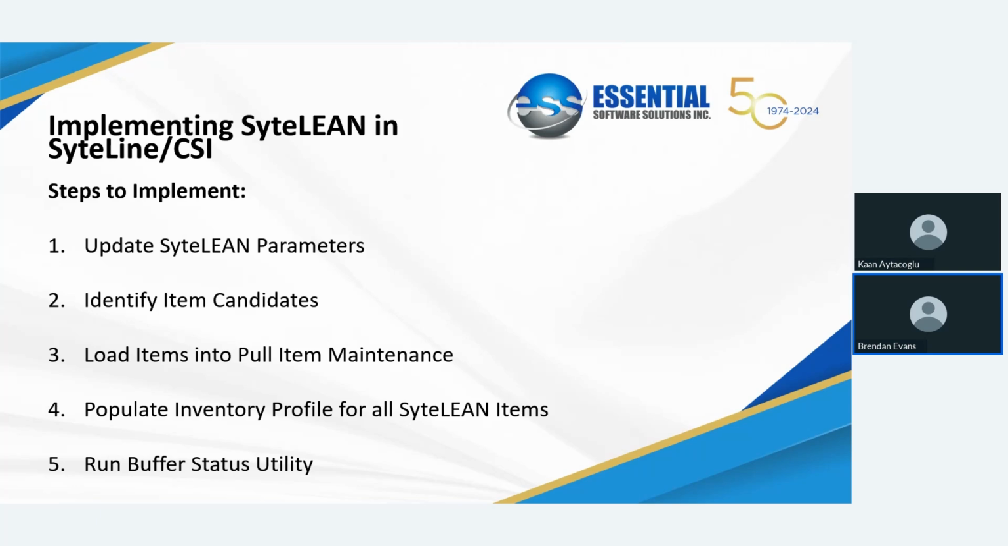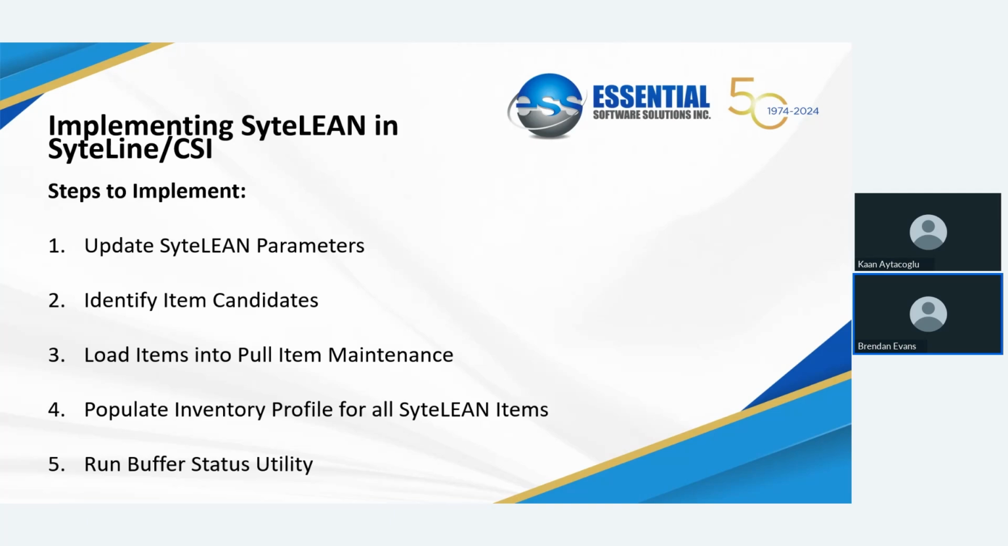There is a simulator tool that can be used to evaluate potential items to be included in the pull manufacturing system. Once you've identified your item candidates and what would be a good fit for pull manufacturing, the next step is to load those items into the pull item maintenance. So pull item maintenance is a record in the database where you store lean items to be acquired through lean manufacturing means, and track and update the inventory profiles in that area.